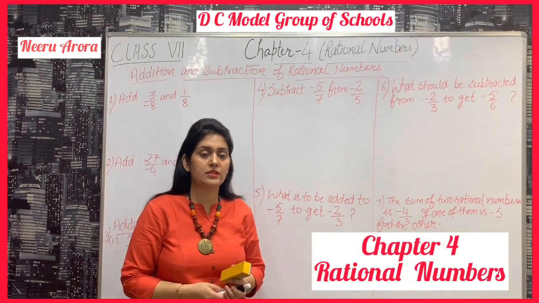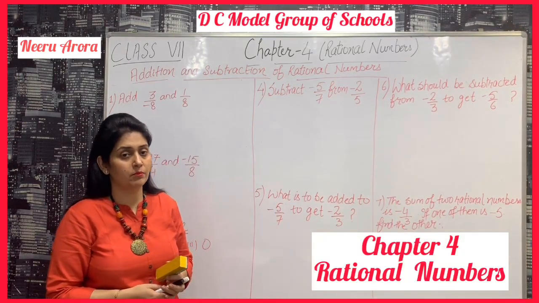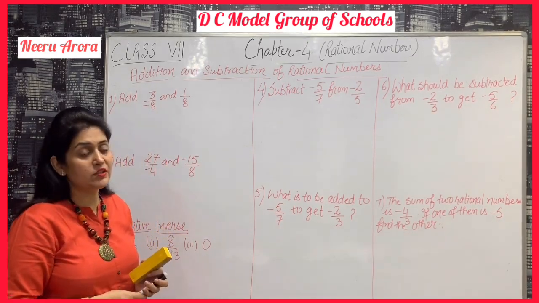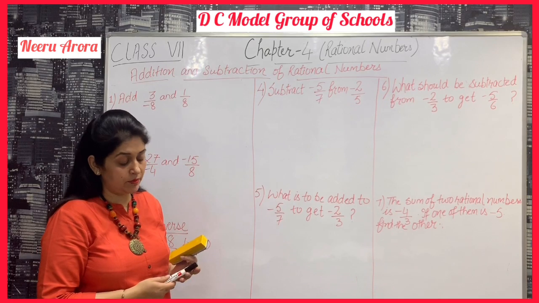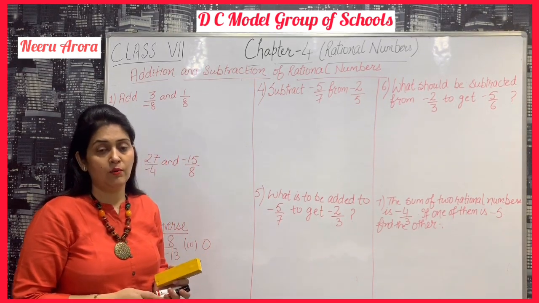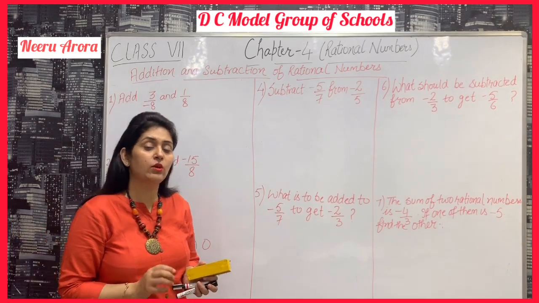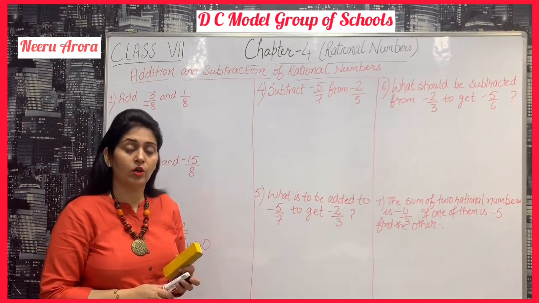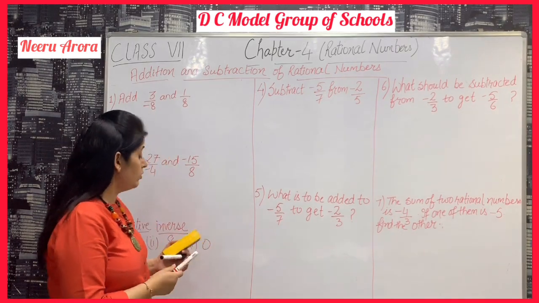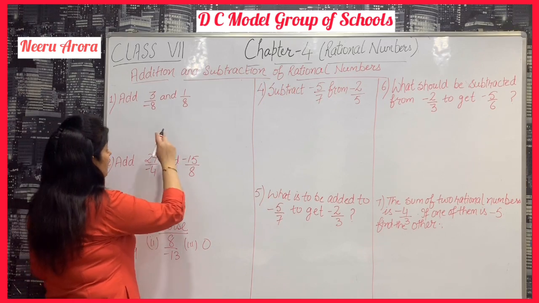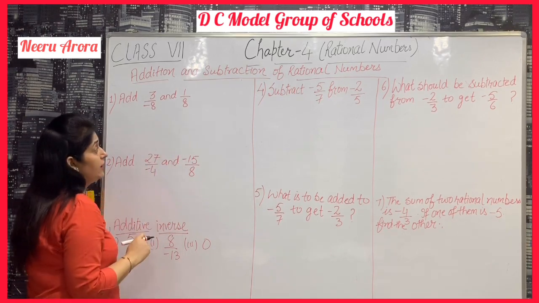Students, let's continue chapter 4, rational numbers. So today's topic is addition and subtraction of rational numbers. It is almost the same as fractions, but in fractions we had only positive numbers, while in this we have both negative and positive numbers. Now look at the first question. Add 3 by minus 8 and 1 by 8.